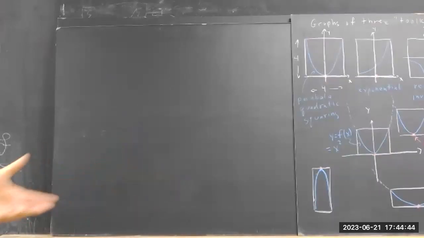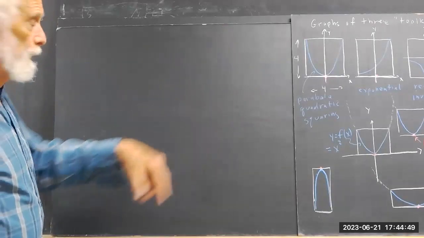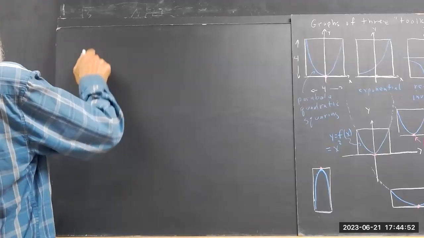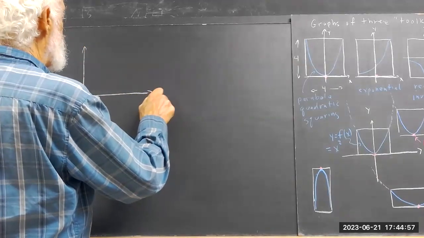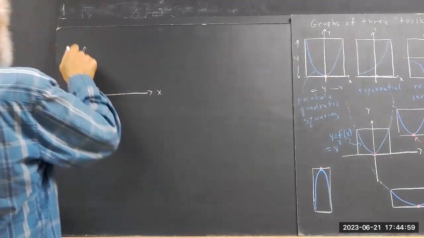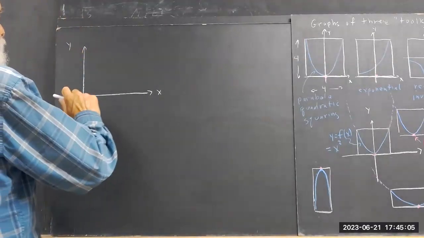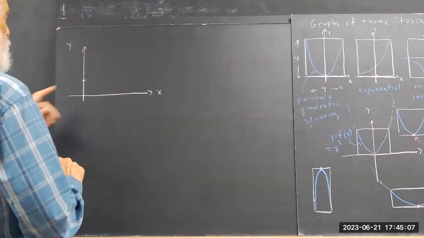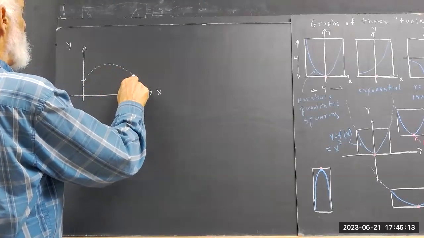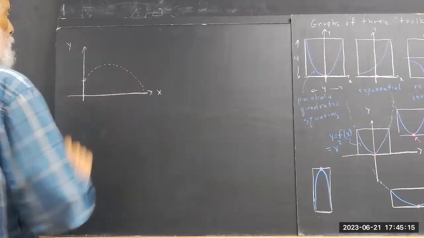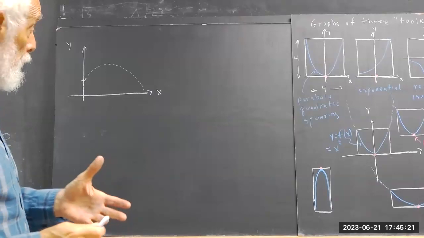Okay, so now looking at some ways of interpreting some of the things that we can get from these basic toolkit functions. Here's X, here's Y. Let's say somebody throws a ball. From this point, the path of the ball is going to be a parabola. The ideal path of the ball is a parabola.